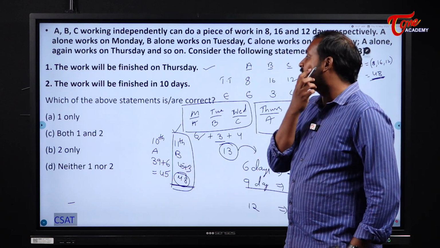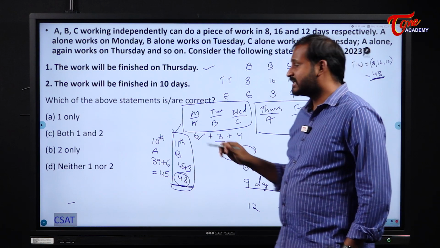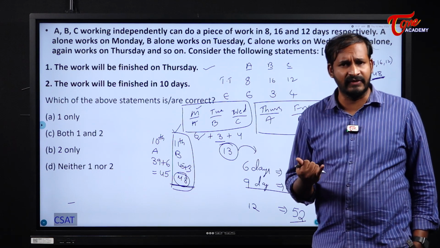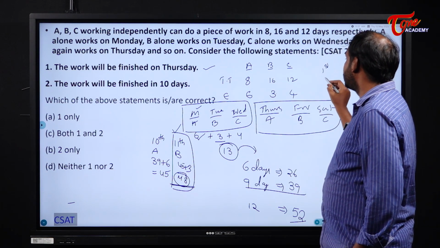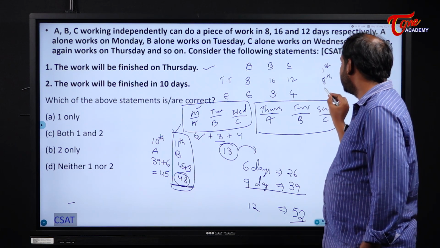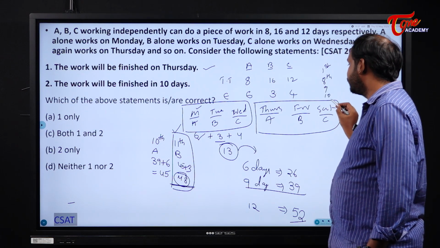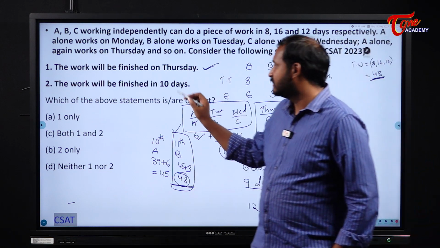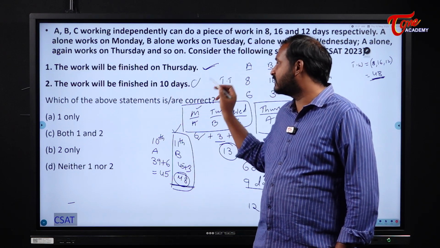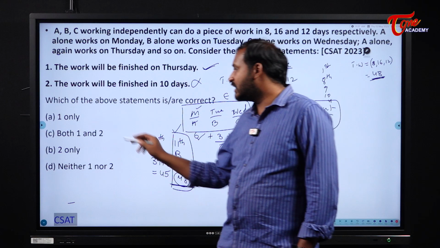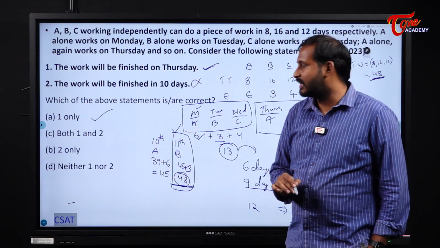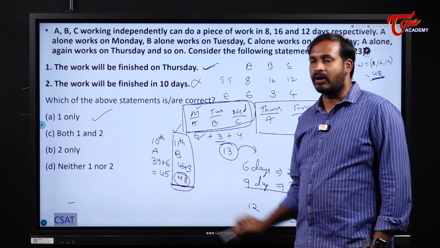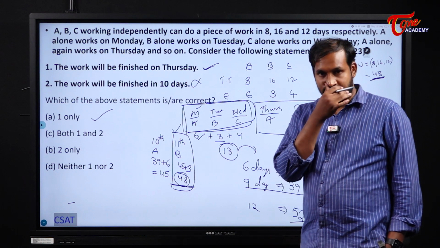Now see the first one, the work will be finished on Thursday. Let us assume that the work is started on Monday. What will be the 11th day? The 8th day will be once again Monday. 9th will be Tuesday, 10th will be Wednesday, and the 11th will be Thursday. Yes, the work will be finished on Thursday, because on the 11th day the work is getting finished. Okay, the work will be finished in 10 days? No, actually the work is finishing in 11 days. So here only one is correct. Understood, students? Whenever there is a situation like this, take them as blocks.